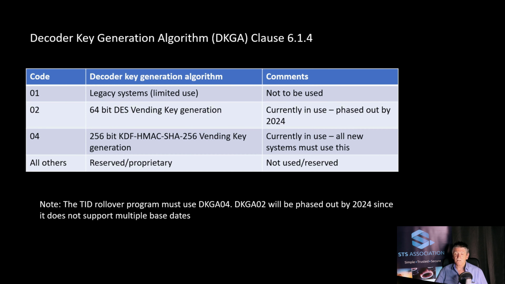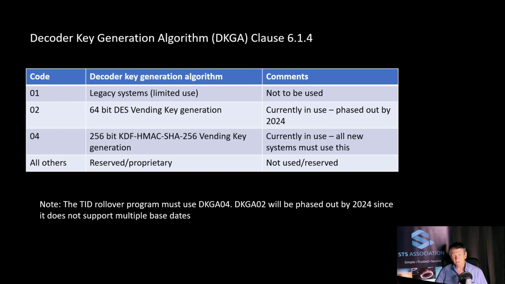Decoder key generation algorithm, or DKGA, that is described in clause 6.1.4. You have a DKGA 01, which is in legacy systems and is of very limited use, and it should not be used on new designs.